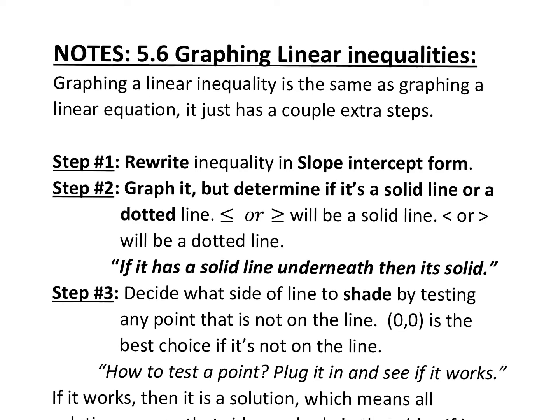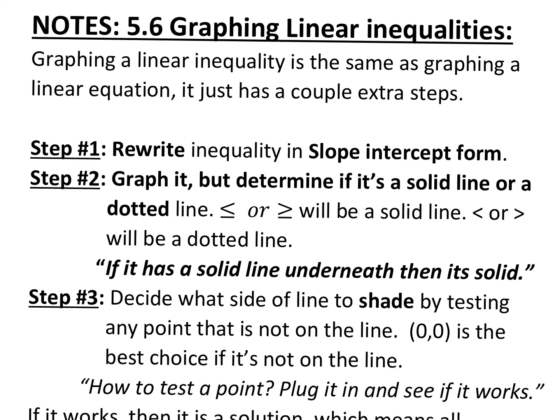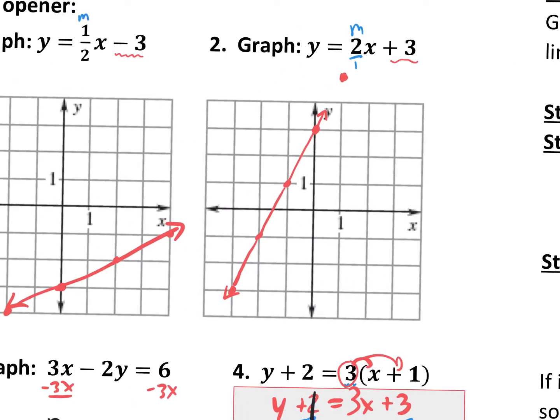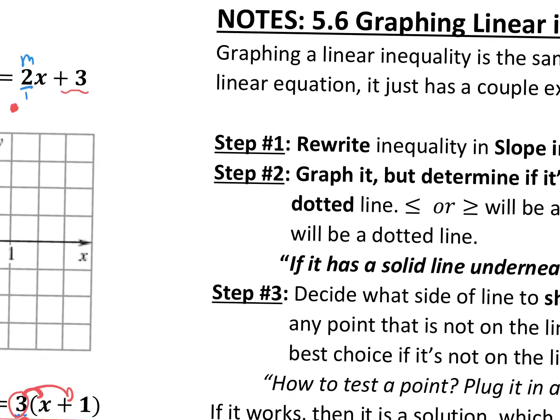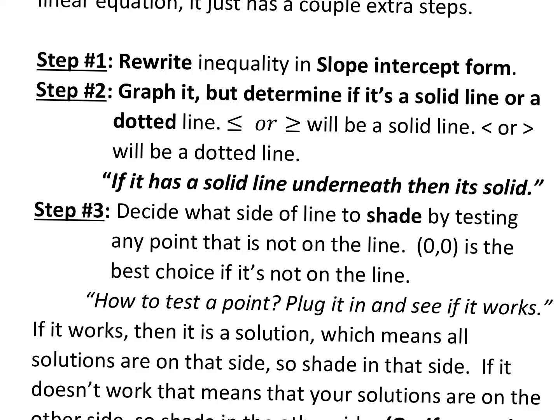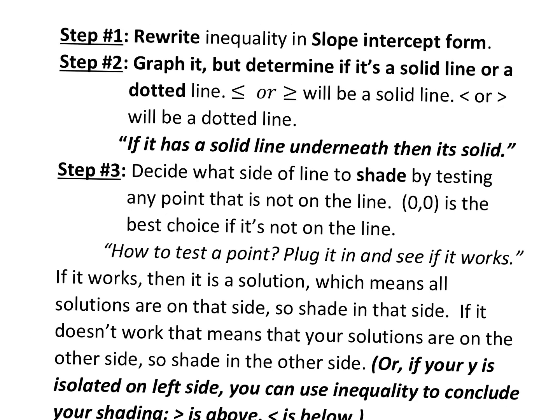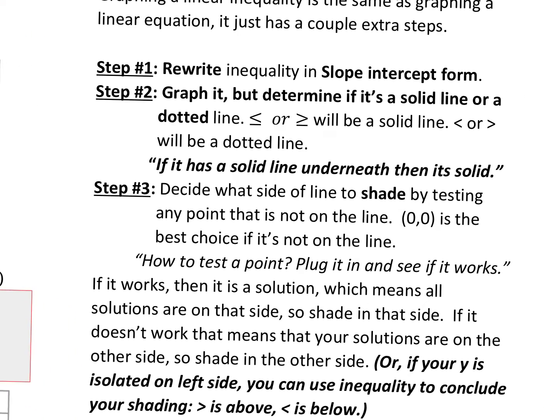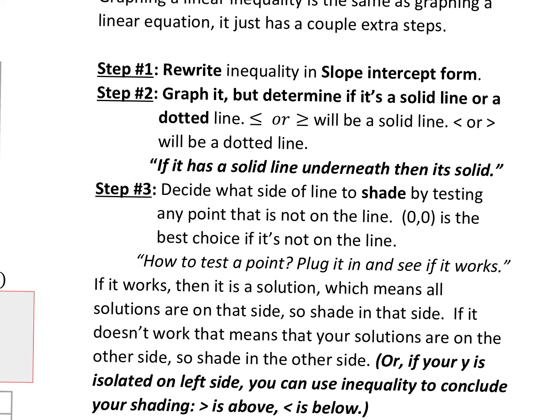5.6, graphing linear inequalities. Graphing a linear inequality is the same as graphing a linear equation. It's just like these guys over here, graphing those lines right there. The only difference is that there's a couple of extra steps. And what do those extra steps involve? It involves determining if it's going to be a solid line or a dotted line. And then the other thing it involves is shading where your answers are at. Because when you're solving an inequality or graphing an inequality, you're talking about an area of answers. So the steps are written out for you right here.